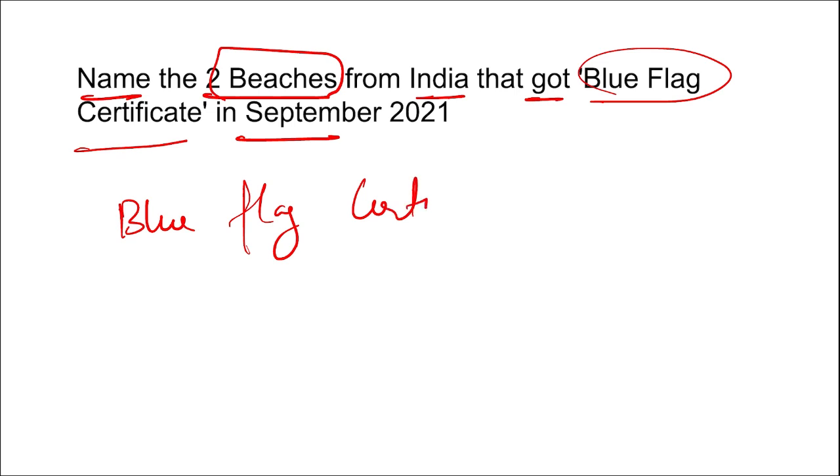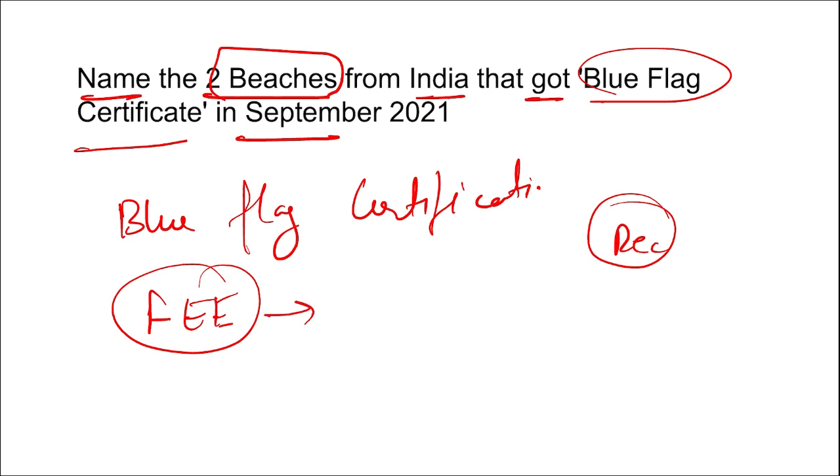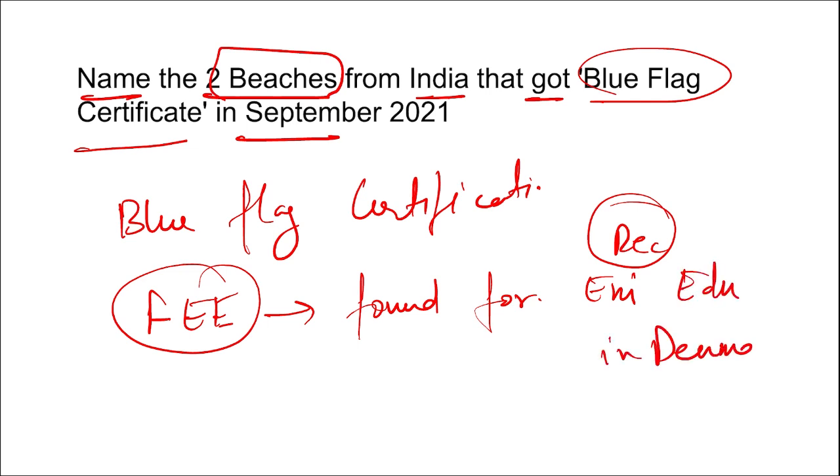Blue Flag certification. First of all, tell me what is a Blue Flag certification. This Blue Flag certification is one of the world's most recognized and voluntary awards for beaches, marinas, and sustainable boating tourism operators. Remember, this is issued by the Foundation for Environment Education, known as FEE, in Denmark. Alright, it is given in Denmark by FEE.